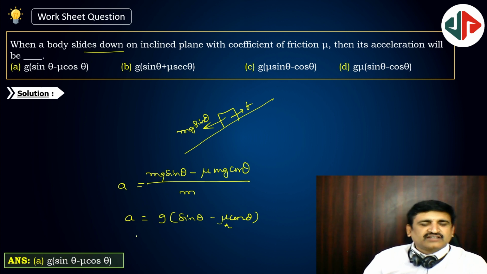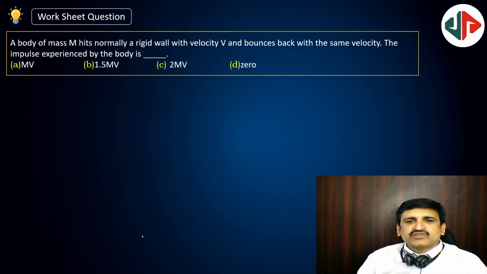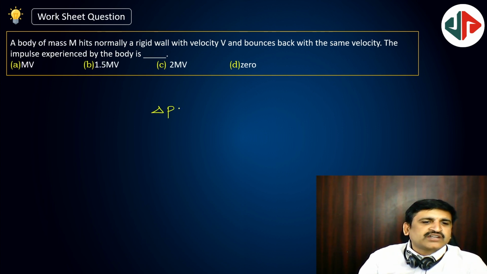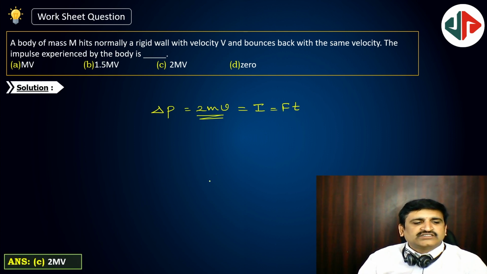Which option? Option A. Yeah. Next. A body of mass m hits normally a rigid wall with velocity v and bounces back with the same velocity. Then change in momentum is 2mv. The impulse experienced, okay, change in momentum is equal to 2mv, that is equal to impulse experienced. Impulse is equal to change in momentum. Force into time is the impulse. That is nothing but change in momentum, that is 2mv.